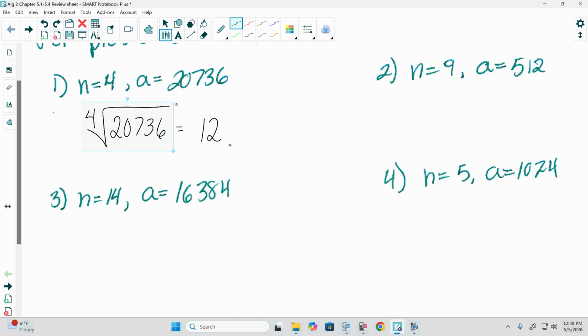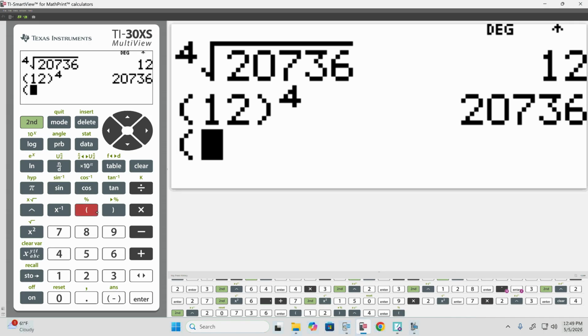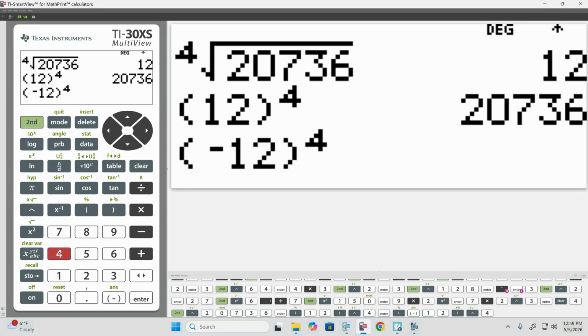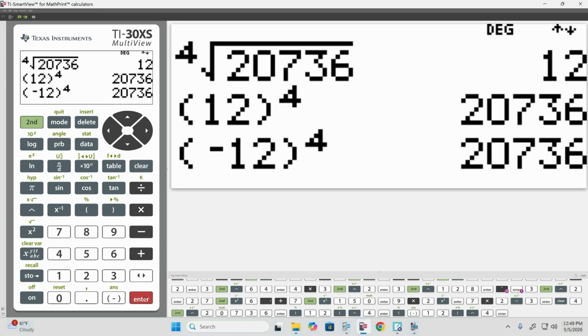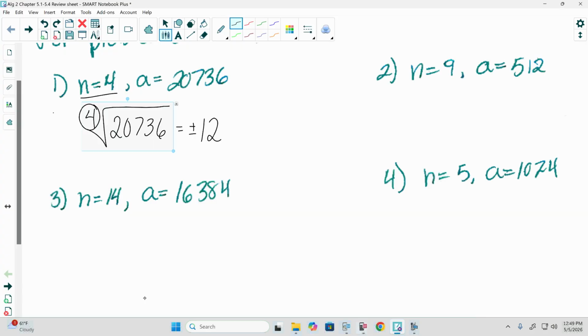But since we applied a fourth root to it, an even root, we do have to put a plus or minus, because negative 12 to the fourth power is also positive 20,736. So this actually gives us plus or minus 12, positive or negative 12. And we have to put that plus or minus because we took an even root. Any questions on number 1 before we look at number 2?